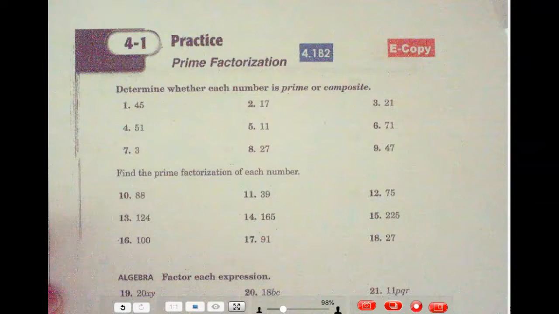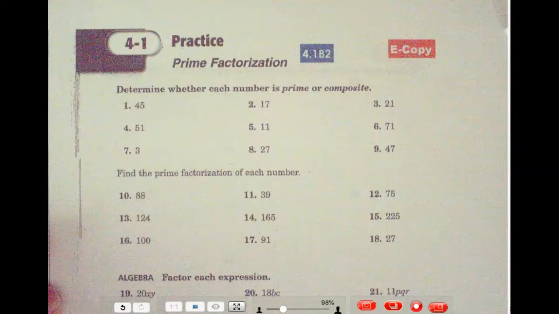Hello, this is the tutorial on 4.1b2, prime factorization. First of all, they want you to determine on a few of these numbers if they're prime or composite.